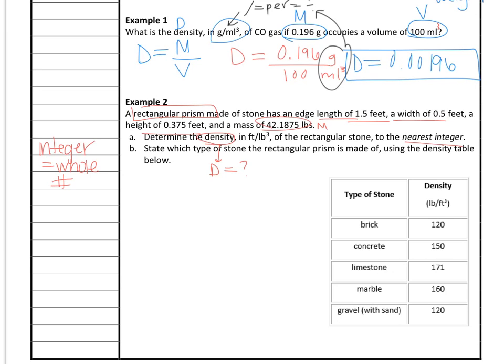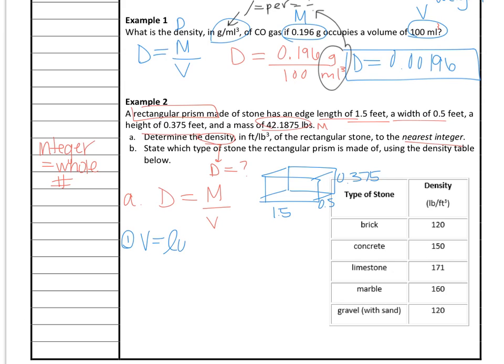So for part A, we need to find the density, but remember for density, we have D equals the M over V, mass over volume. They didn't tell us the volume in this problem at all, so first we have to find the volume. And it's a rectangular prism, so it looks like a tissue box, where we have a length of 1.5, a width of 0.5, and a height of 0.375. So when you have your reference sheet, you'll notice that this one is not on there. It is something you've been doing since like 7th grade. So length times width times height.